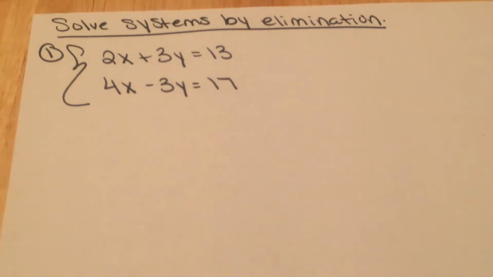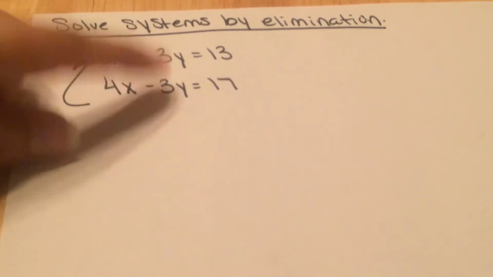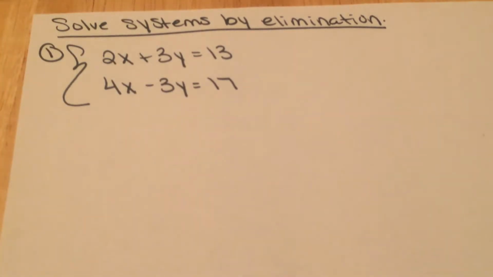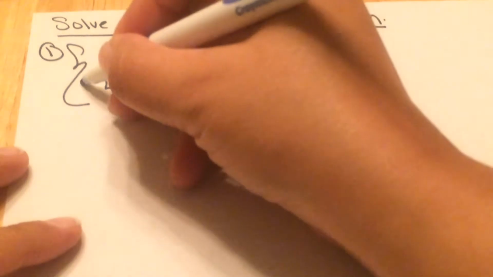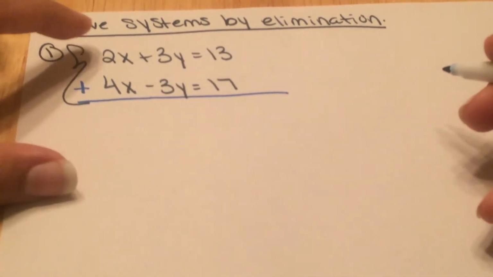So if we look, first thing, hopefully when we look at this, we decide that we can eliminate our y's. Why do we want to eliminate our y's? Well, if we look closely, we see that one is a positive 3y and one is a negative 3y. So the first part of elimination is going to seem very easy. All I'm going to do is just add these two equations together.